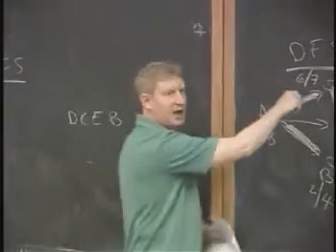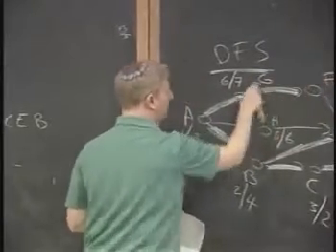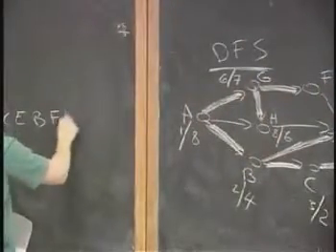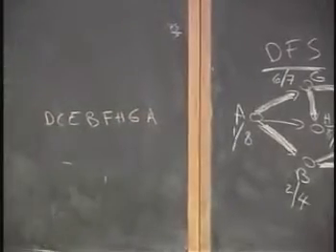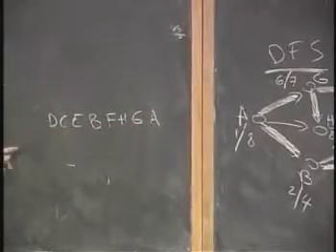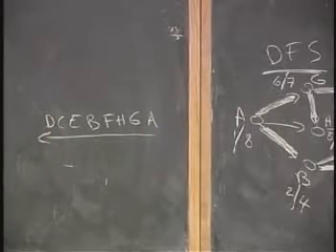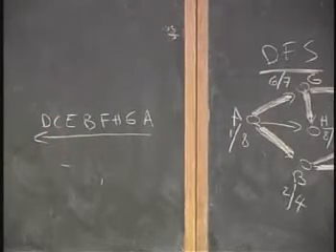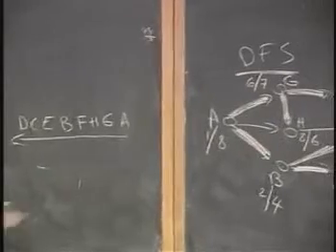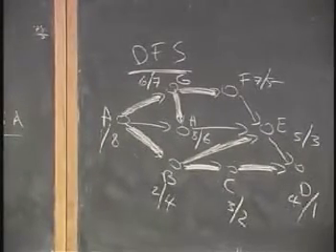Now we've got to go to the other side. F, H, G, and then back to A. If you read this from the right to left, it's a topological sorting of that graph. So if you do a depth-first search, store the depth-first search tree, do a post-order traversal of the tree, and read it in reverse, that's topological sorting.